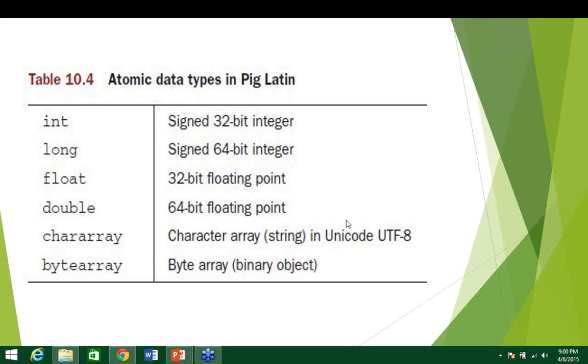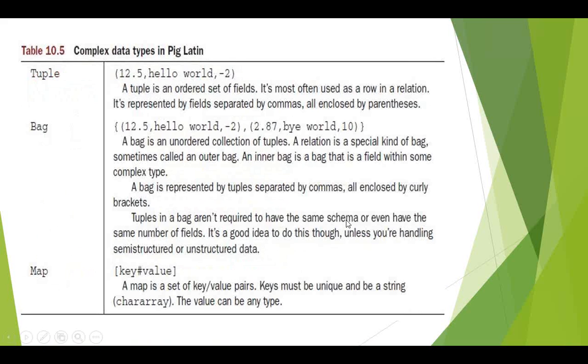Now, like that, we have some complex data types in the pig. What are the different complex data types in the pig? So first one is the tuple. What does tuple actually mean to you? So tuple is basically a record.